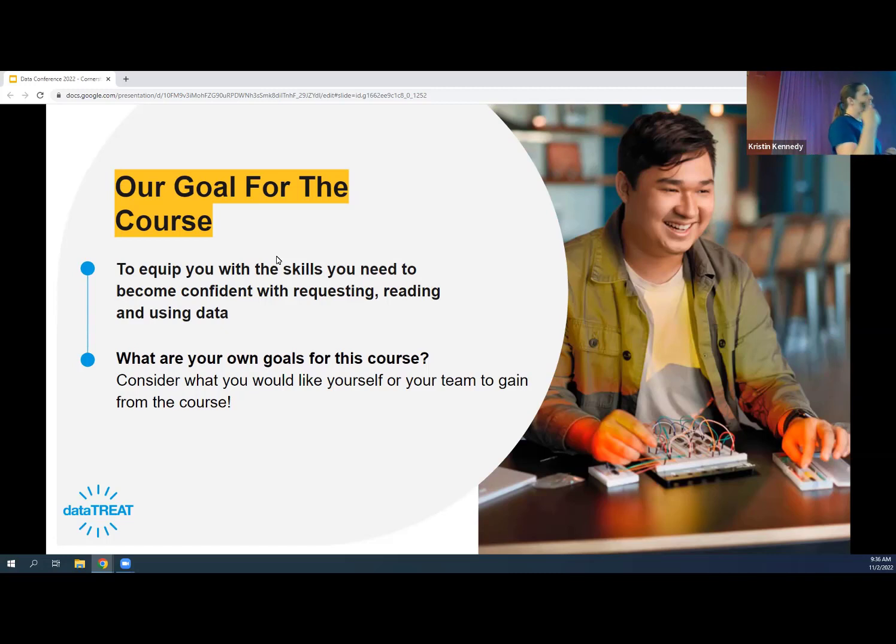And keep that in the back of your brain as we go through this, because if you feel like maybe this course won't hit that, let me know, because like I said, we're still in the development mode and we can adjust and pivot and make changes as needed.